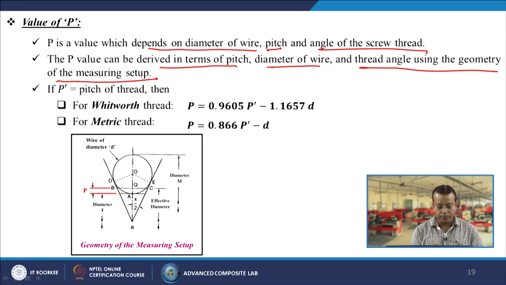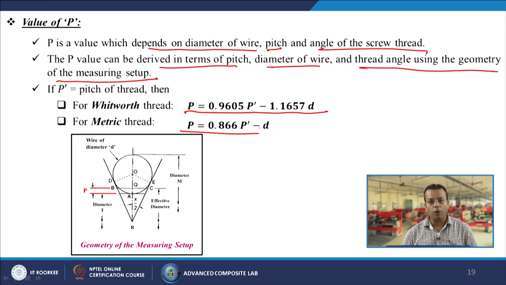the measuring setup. If P prime is the pitch of the thread, then for Whitworth thread capital P is equal to 0.9605 P prime minus 1.1657 small d. For metric thread capital P is equal to 0.866 capital P prime minus d. So, like this way we can measure.